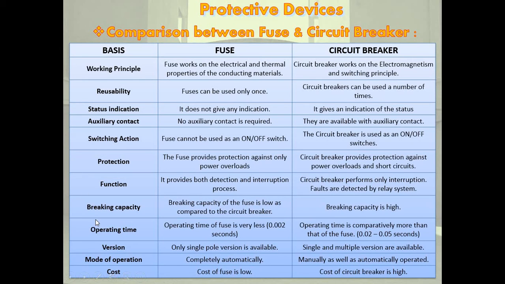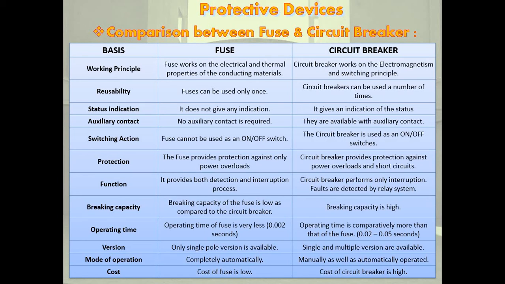Breaking capacity. Breaking capacity of the fuse is low as compared to the circuit breaker, while circuit breaker breaking capacity is high. The operating time of a fuse is very less, 0.002 second, while the operating time of a circuit breaker is comparatively more than that of the fuse, like 0.02 to 0.05 second.